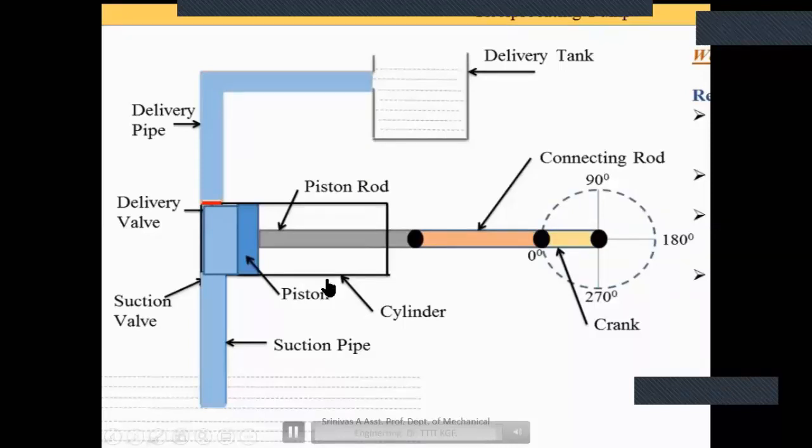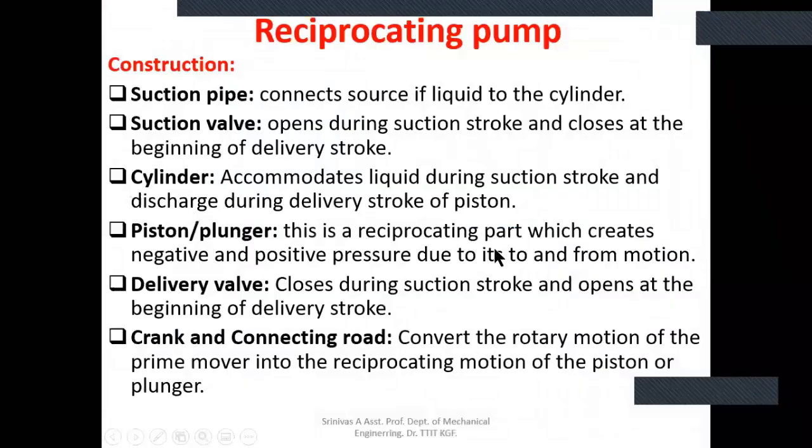Understood? This is the construction and working of the reciprocating pump. And these are the constructional points, some of the important parts we discussed: suction valve, cylinder, piston, plunger, delivery valve, crank and connecting rod. These are the different constructional parts, and we have a definition over there.